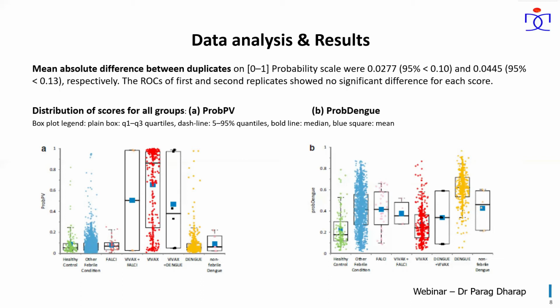The groups were healthy control, non-malaria non-dengue febrile conditions, and specifically vivax or falciparum malaria, dengue, as well as non-febrile dengue cases. On the left-hand side, it shows the dispersion of ProbPV. On the right-hand side, it shows the dispersion for the ProbDengue probability score.